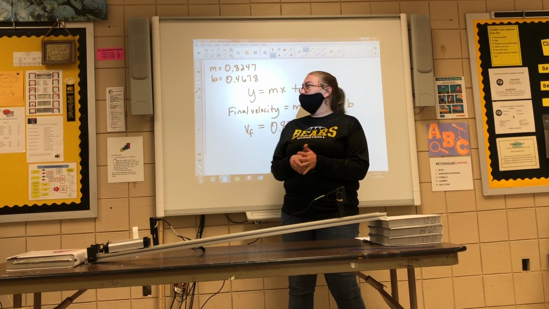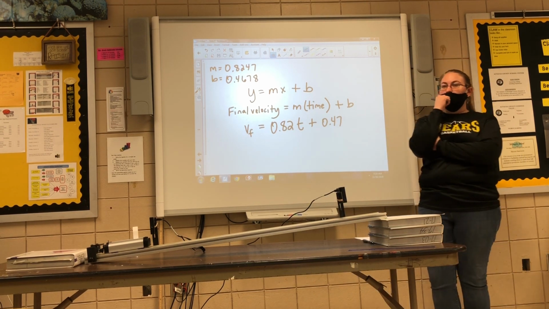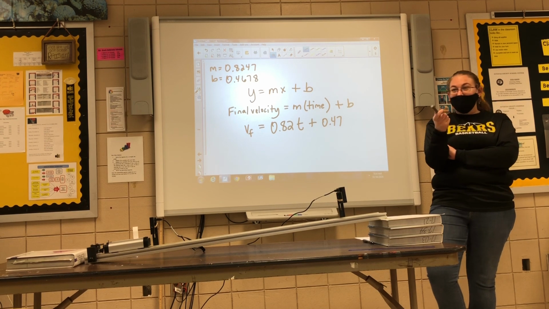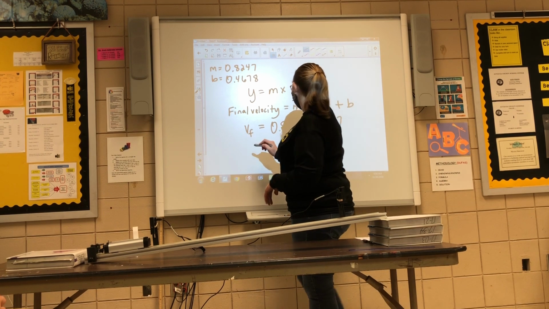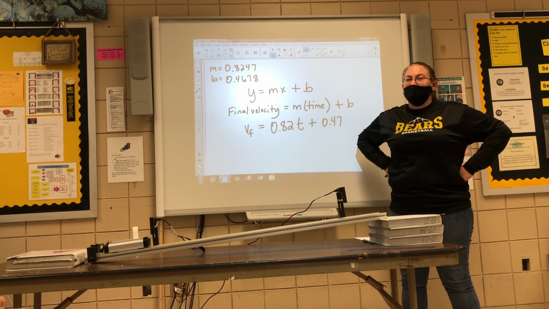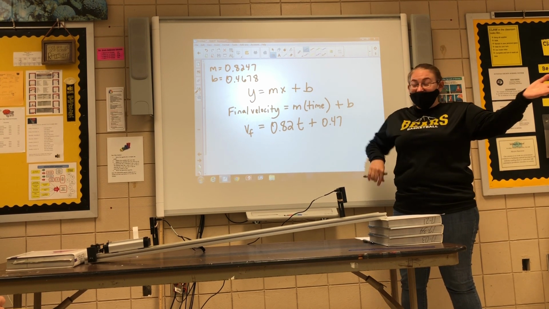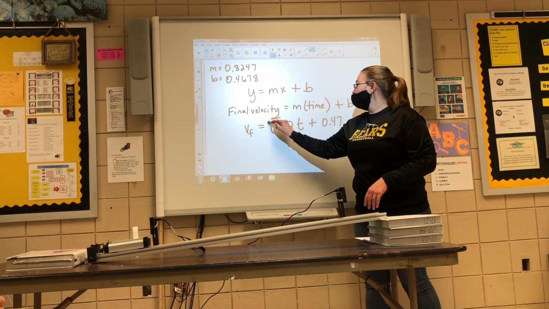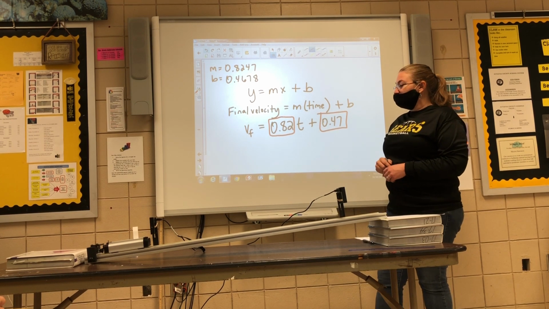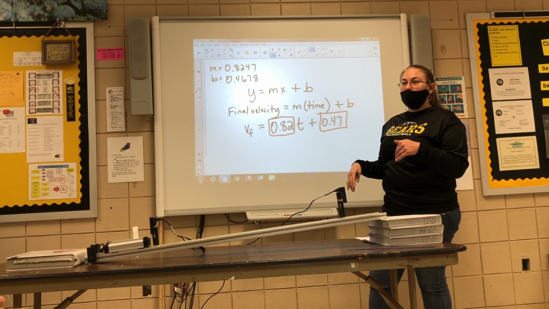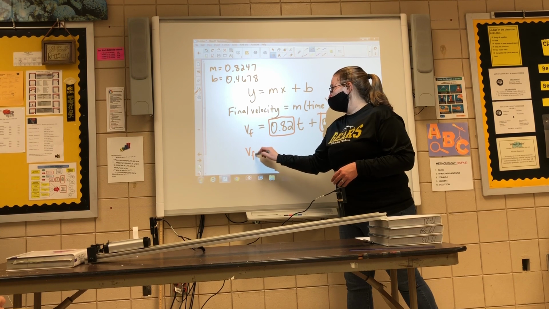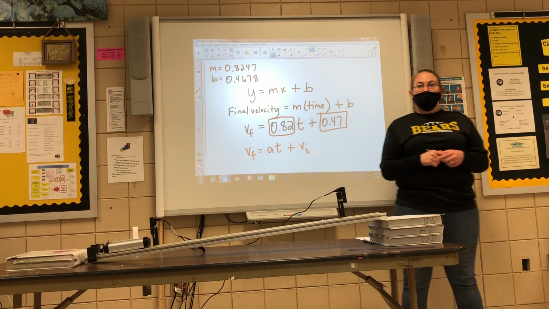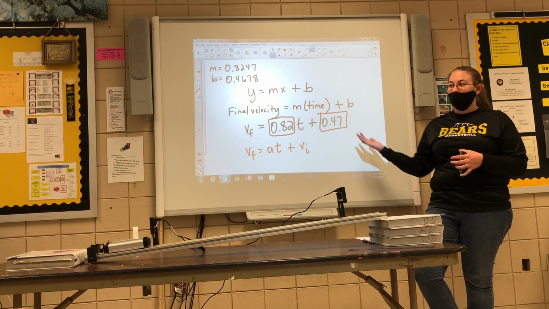So what would that be? What would this B represent? If it's 0.47, what does that represent? Which velocity? The gate 1, the beginning, the initial velocity. Alright, so what do you think the slope represents then? Acceleration. You got a velocity time graph. This 0.82 right here, that is your acceleration. This is your initial velocity. So now you've used your data to derive the formula you need to find acceleration. So you have VF equals A times T plus VI. So you've made a formula from the graph you have.